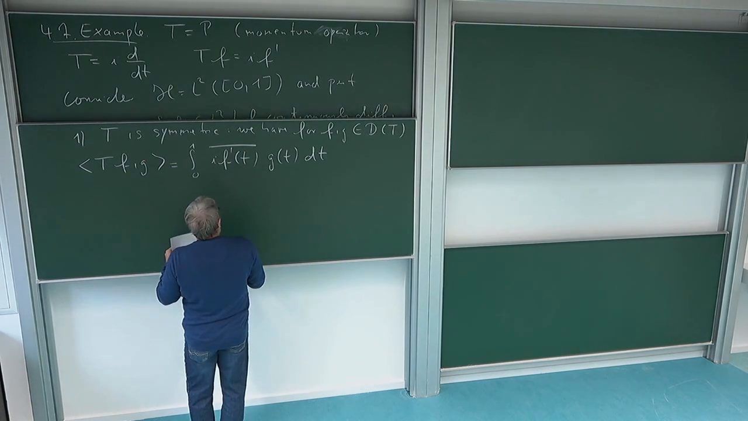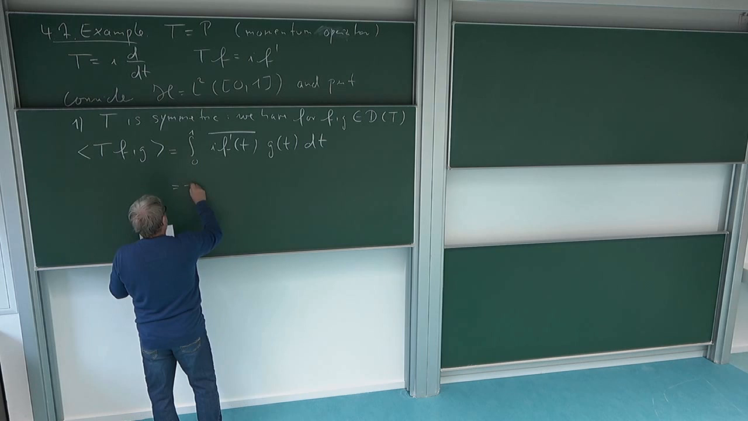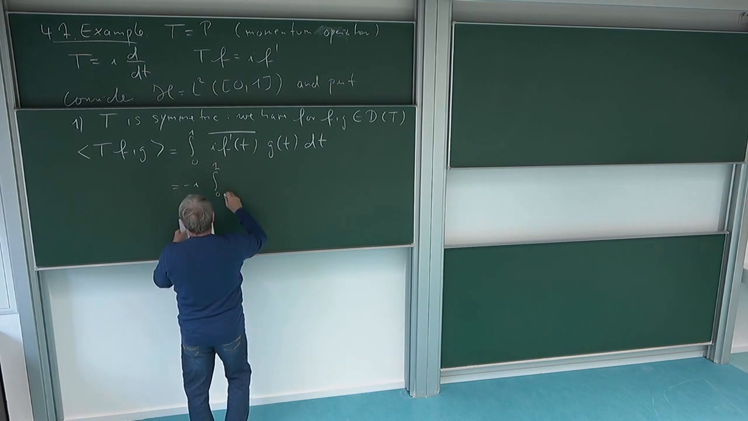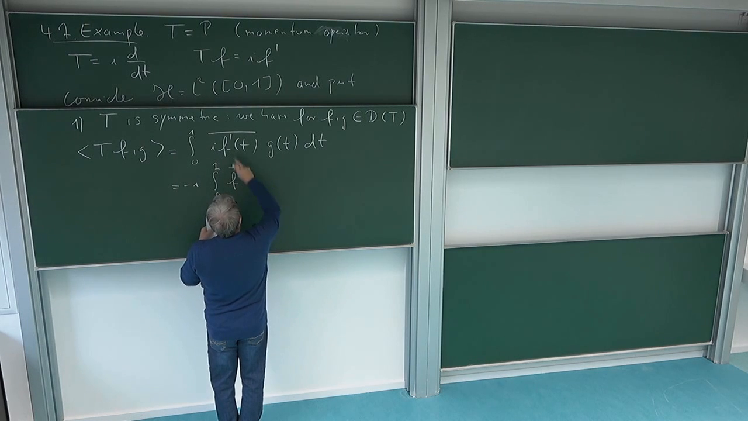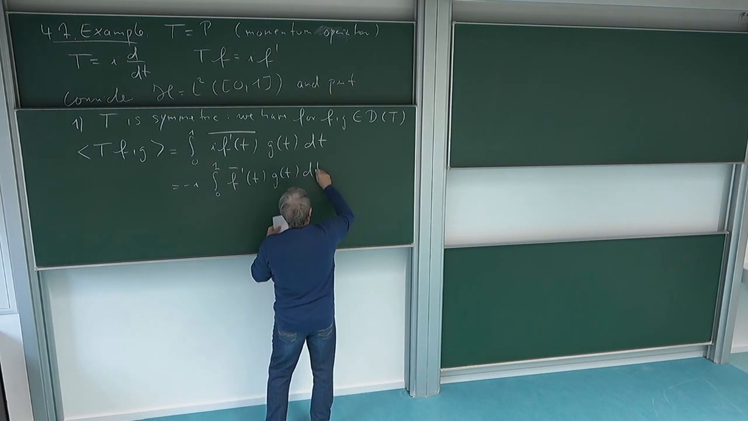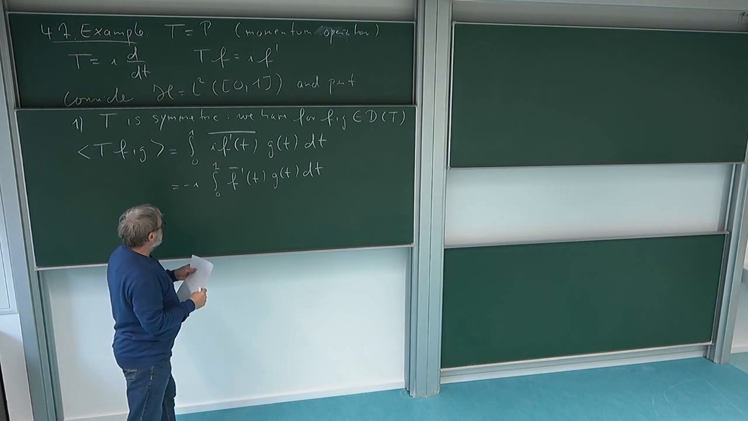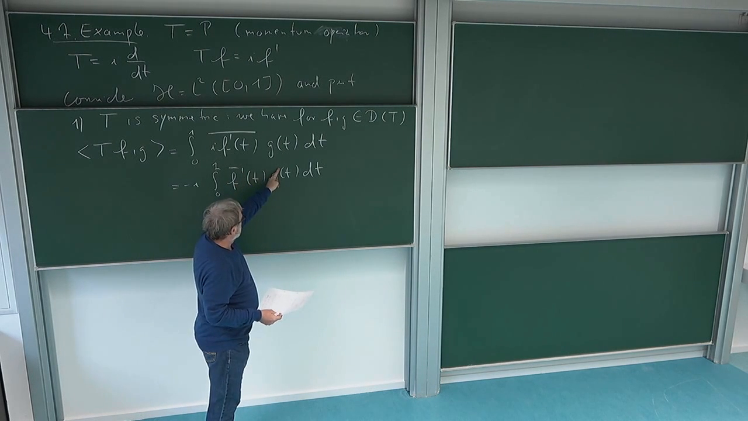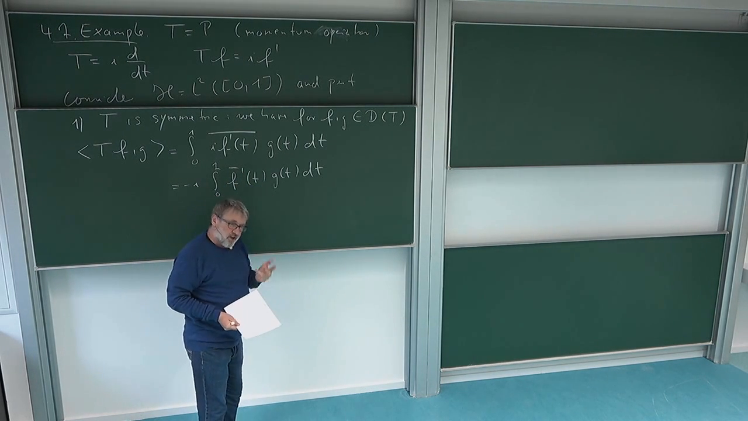Under the complex conjugate sign, it comes out with a minus sign. So I have here actually minus the integral from 0 to 1 of f conjugate prime of t times g of t dt. And now I do partial integration, which means I can move the derivative from here to here, getting a minus sign, and then of course I have boundary terms.